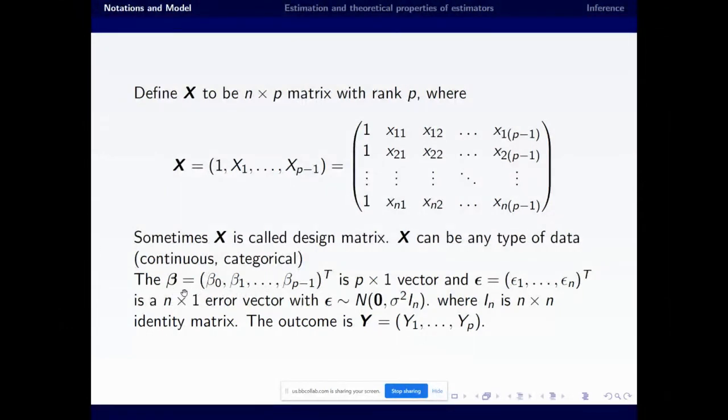And bold beta, the column vector beta 0 through beta p minus 1, is a p times 1 vector. The bold epsilon, epsilon 1 to epsilon n, is an n times 1 error vector, with bold epsilon following the multivariate normal distribution with mean 0 and covariance sigma square times In, where In is the n times n identity matrix. And then the outcome y is y1 to yn.